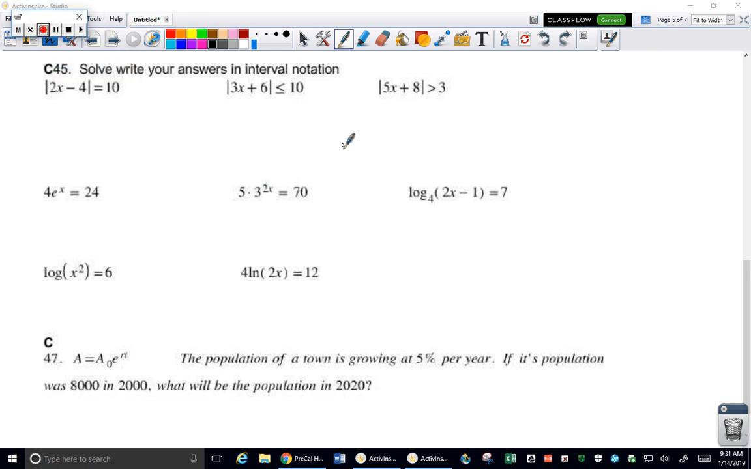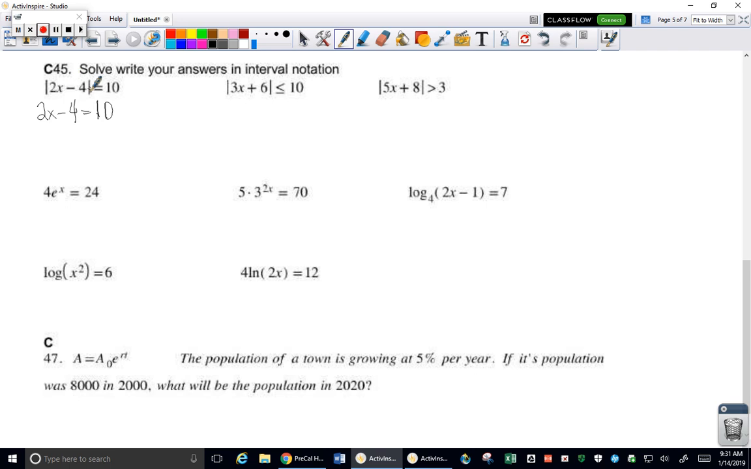Okay, so here we're solving some equations. We have some absolute values, a little inequality, and then some exponentials. So the first thing we need to do in order to solve an absolute value is think about the two answers that we can have.